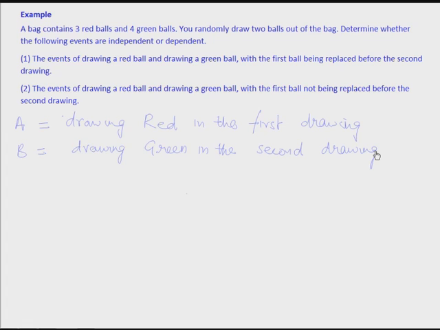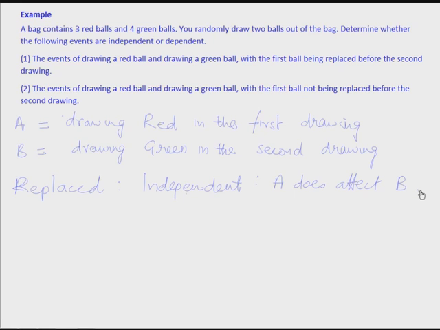Let's look at option 2. The events of drawing a red ball and drawing a green ball, with the first ball not being replaced. So if the ball is replaced, then they are clearly independent. A does not affect B's chances. Let's look at case 2.